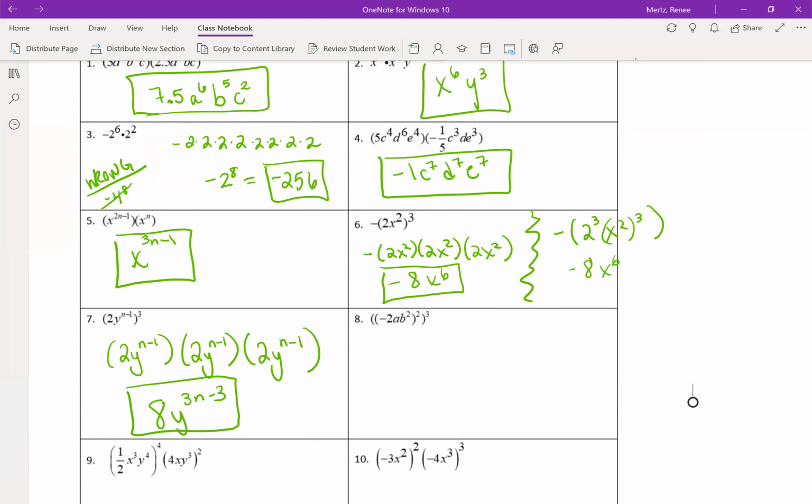8's a little bit trickier. Why don't you give it a try? You want to do the inside first, and then take that, and then do the outside second. So hit pause, try it, see what you get, then compare with my answer.